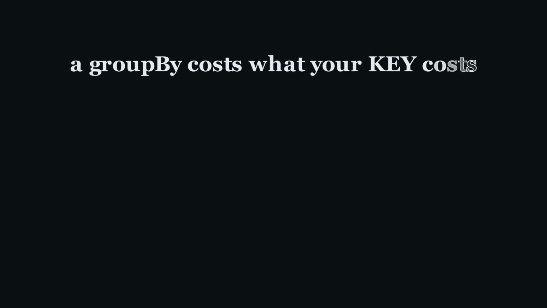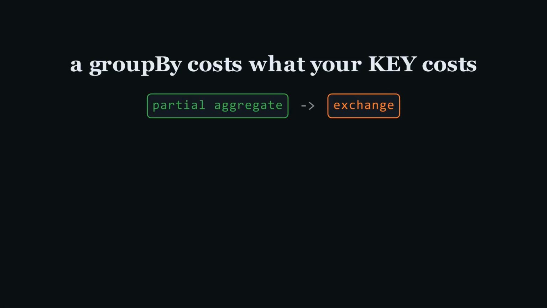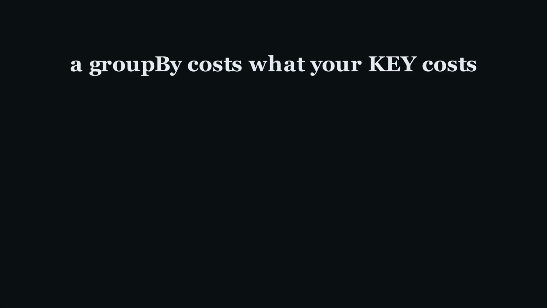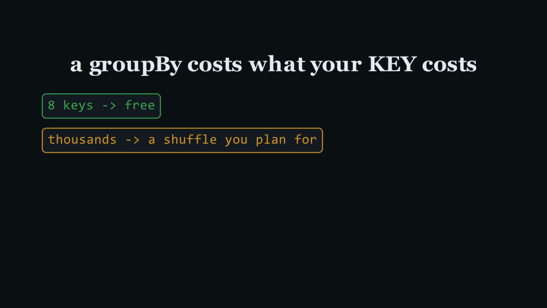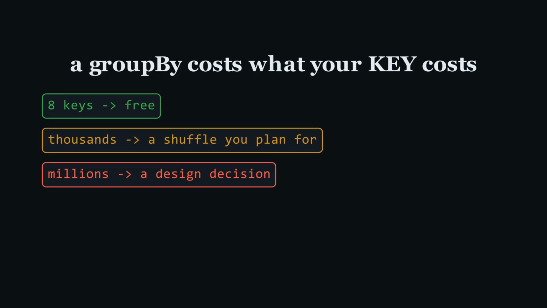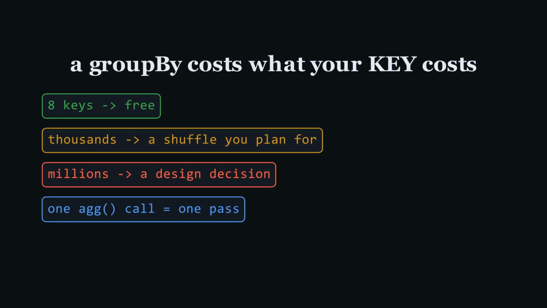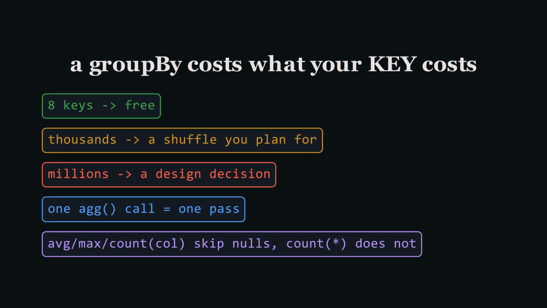So here's the rule. Aggregation happens before the exchange, so a GroupBy costs what your key costs, not what your table weighs. Before you write one, ask how many distinct values that key has. 8 keys are free, thousands are a shuffle you should plan for, millions are a design decision. Put every aggregate in 1 agg call so Spark makes 1 pass. And remember that average, max, and count of a column skip nulls while count star does not.